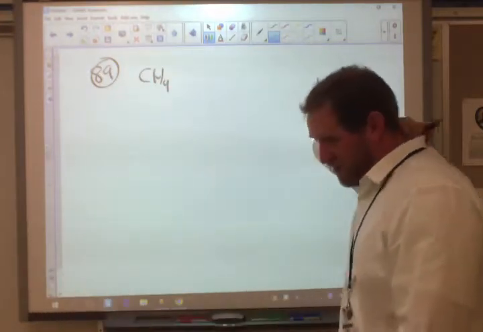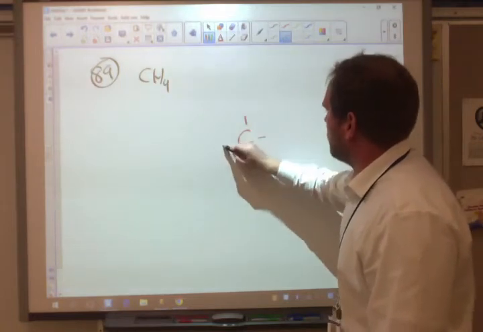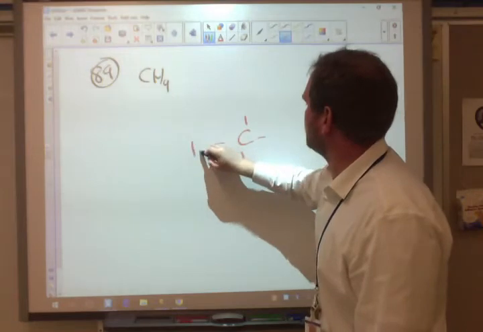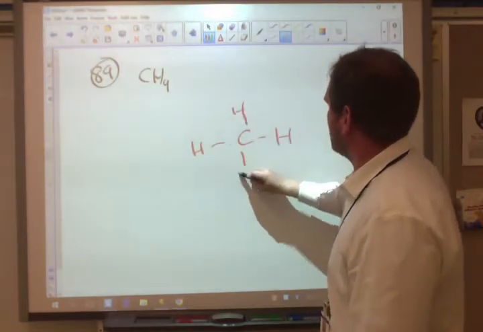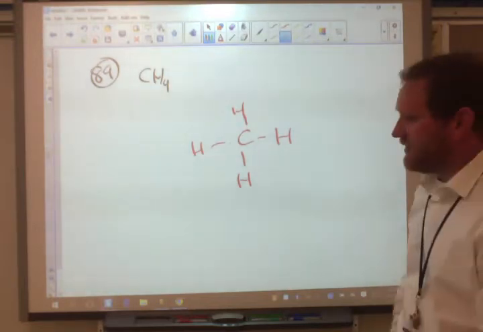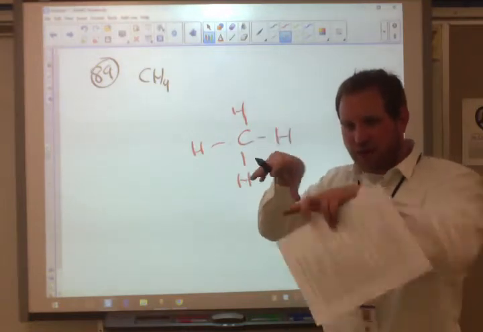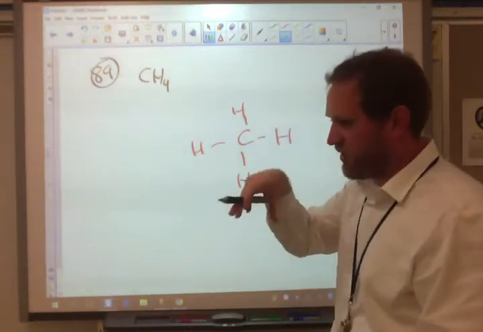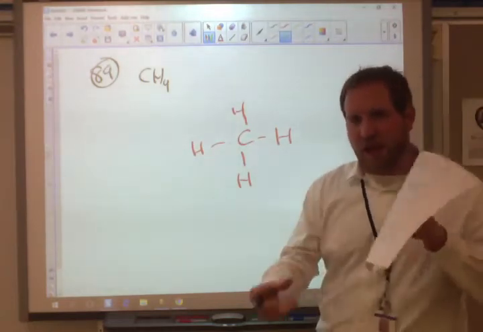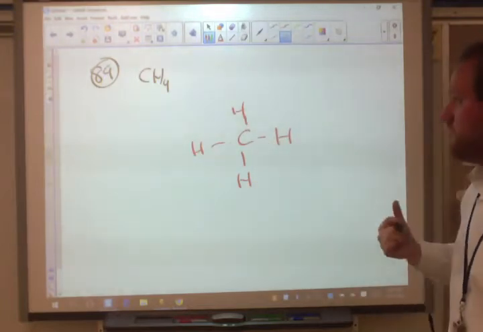CH4, methane, or carbon tetrahydride. Carbon with 4 hydrogens. 2, 3, 4. This is going to account for all our valence electrons, and this is going to be a tetrahedral shape. 3-dimensionally, it's going to be 1 sticking off the top and then sort of 3 angled out on the bottom, like a tripod. Tetrahedron shape means each of these are pulling in perfectly opposite directions with the same strength, so therefore this is going to be nonpolar.